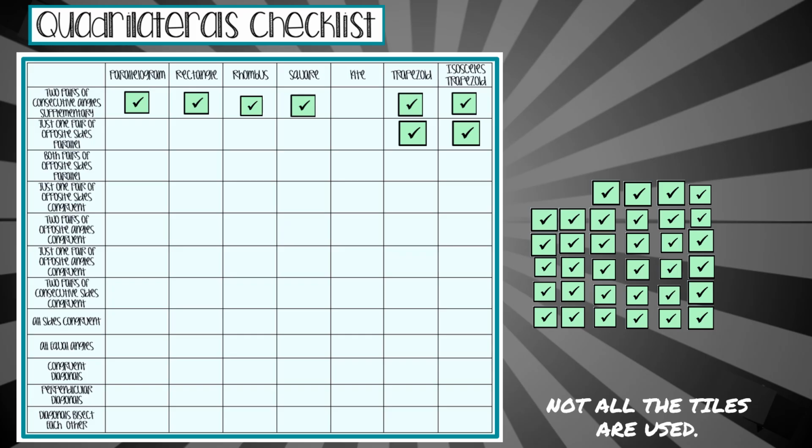Both pairs of opposite sides are parallel. That is anything that is a parallelogram. So rectangle's a parallelogram. So is rhombus and square. So all 4 of those have the property of both pairs of opposite sides parallel.